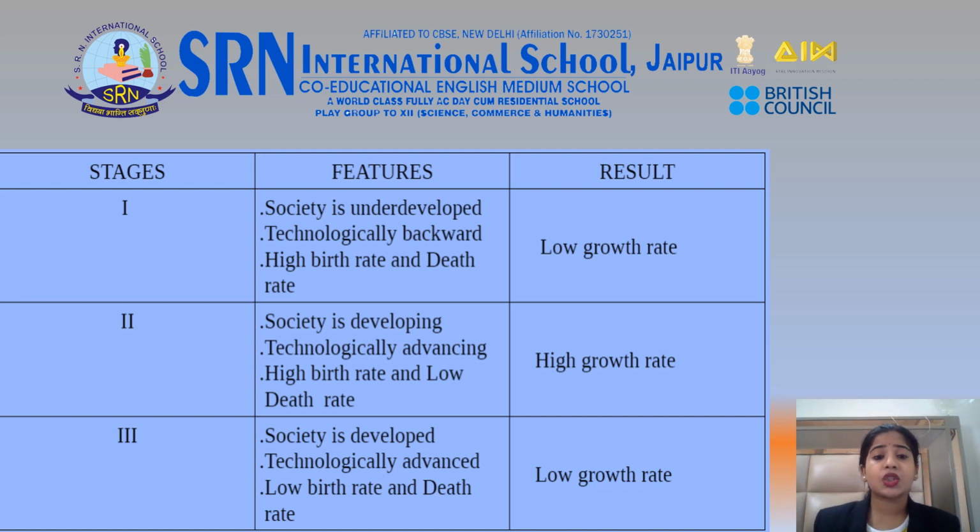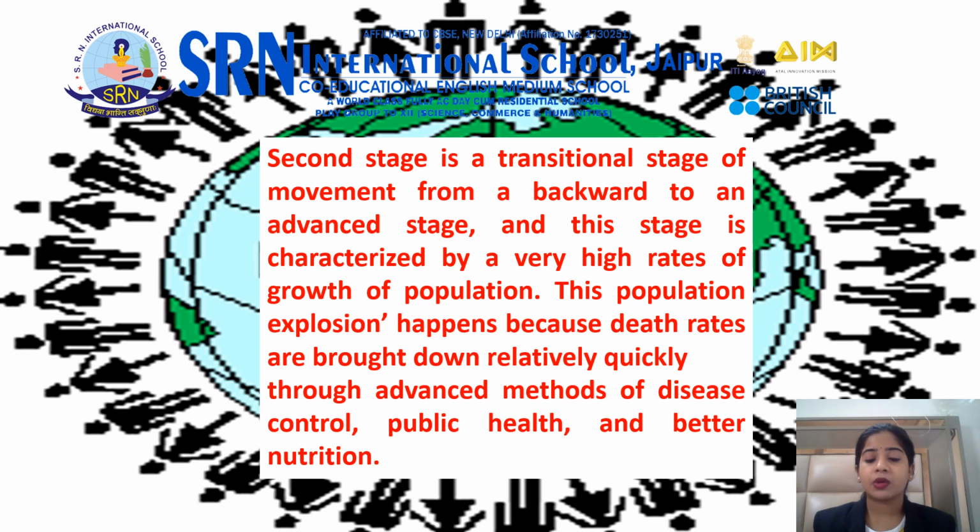In the second stage, society is developing, technologically advancing. High birth rate and low death rate are found, leading to a high growth rate. The third and the last stage is also one of low growth in a developed society, where both death rate and birth rate have been reduced considerably, and the difference between them is again small. Between these stages is a transitional stage of movement from a backward to an advanced stage, and this stage is characterized by very high rates of growth of population.